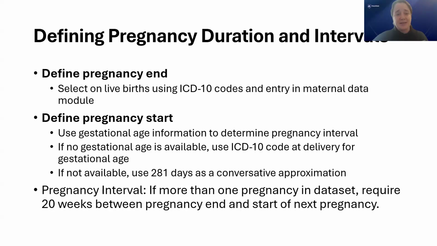But we have multiple pregnancies in our data set because it lasted over more than 5 years. So we had to define how we were going to find pregnancy intervals, and we did that by requiring 20 weeks between pregnancy end and pregnancy start. All of this is done using ICD-10 codes and procedure codes in the common data model or in our EHR data.